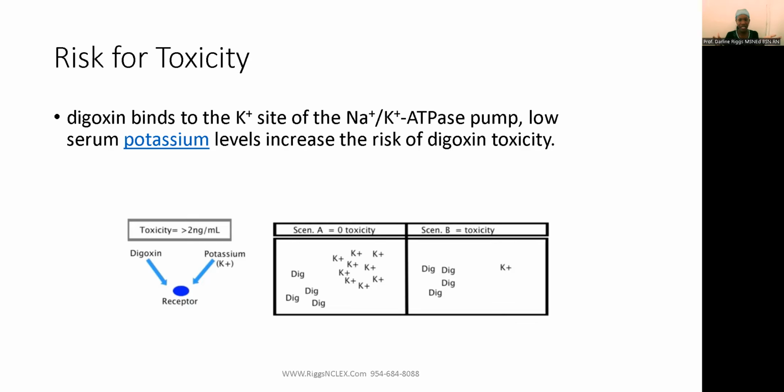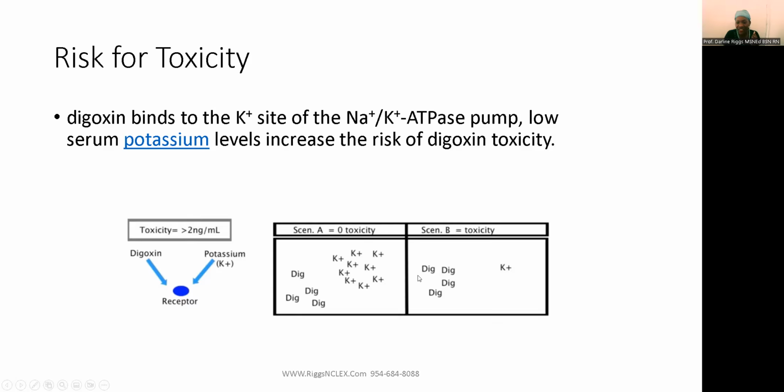DIG and potassium compete for the same ATPase pump. Literally, they bind to the same ones. So imagine, look at right here. You have a bunch of DIG right here. Look right here, I'm circling. You have a bunch of DIG and you don't have enough potassium. So this would be a hypokalemic client.